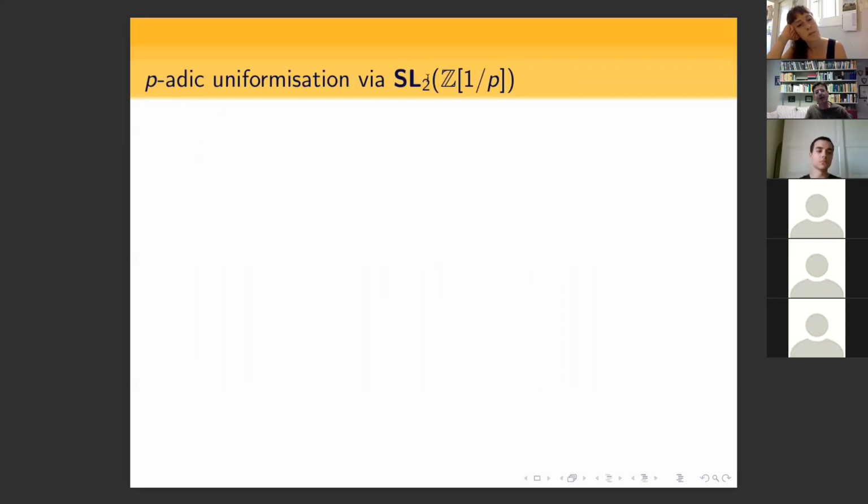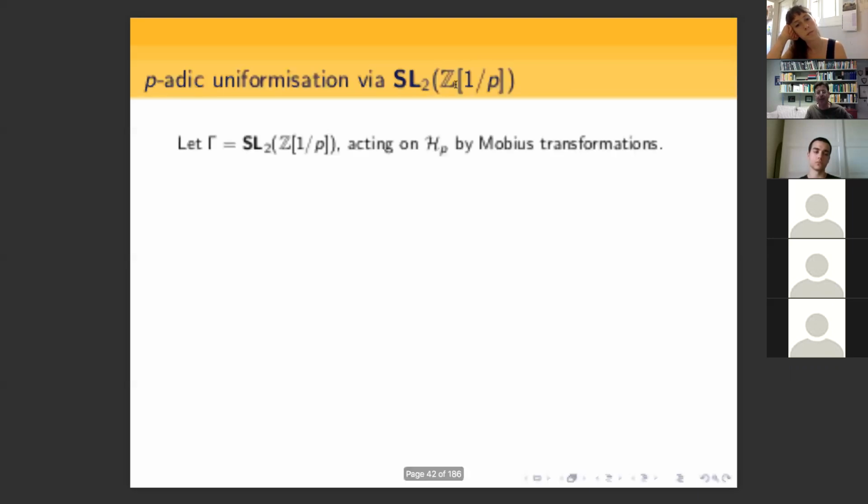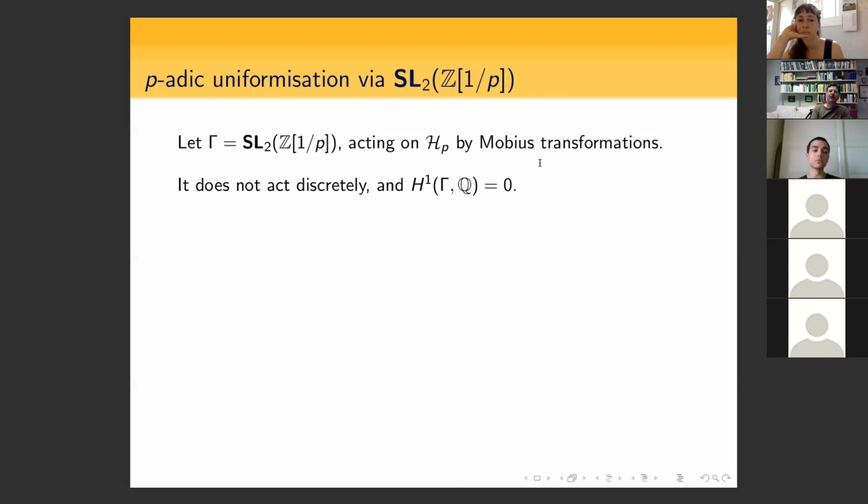fields. And the basic idea is to replace the group gamma that we had before by a discrete subgroup of an indefinite quaternion algebra. And the basic example of that, the simplest special case, is SL2 of Z[1/p]. Okay, so I'm going to let this group gamma now be this group acting on HP by Mobius transformations. And the main difference now is that because this quaternion algebra is not compact at infinity, it's not definite, it doesn't give rise to a group which is compact at infinity, it's quite a bit larger than it was before, and in particular does not act discretely on the p-adic upper half plane.